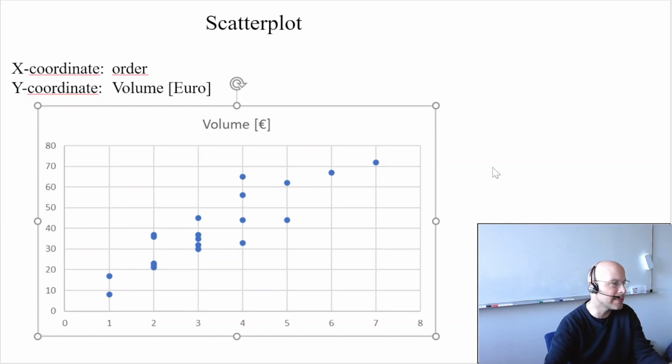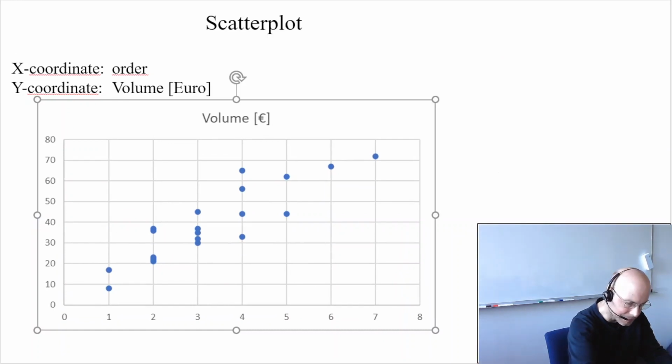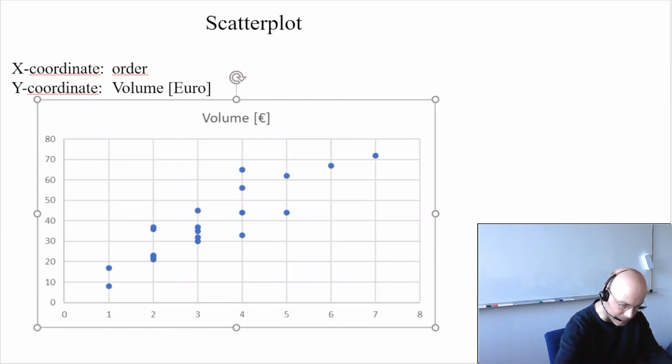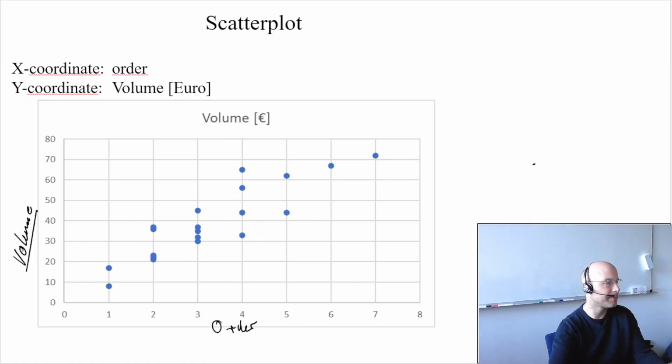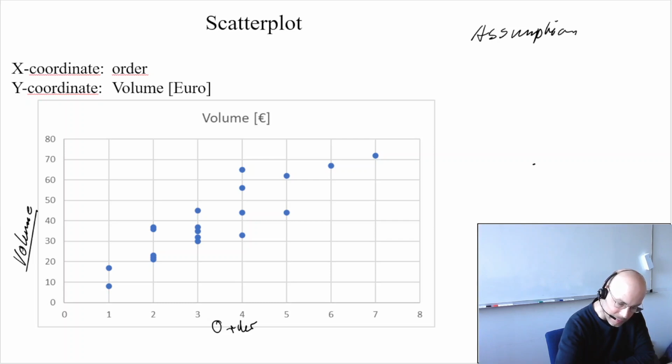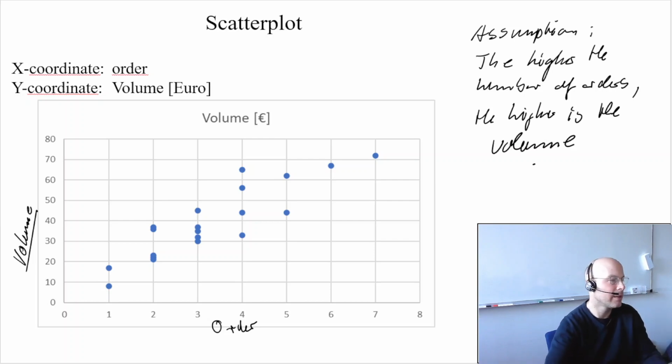And there, not very surprisingly, we can more or less say that if we have here order, and here volume, that we can make the assumption: the higher the number of orders, the higher is the volume. And why is this our assumption?